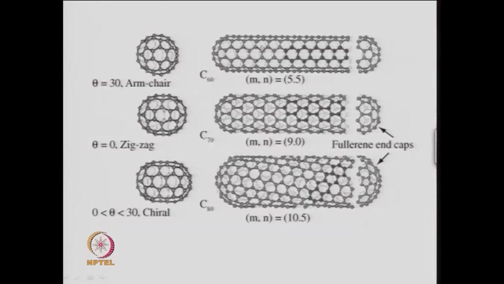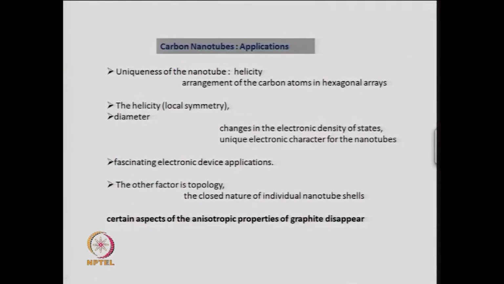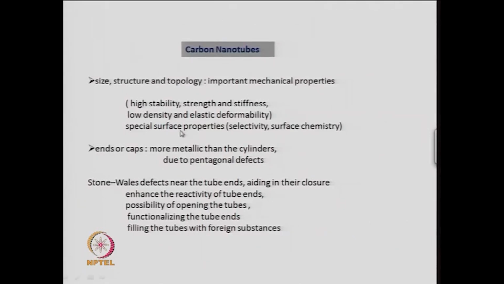But of course, if the cylindrical part is made up of a chiral angle which is different, like if theta is 0, then you have C70. So, you will have these caps which are different compared to the cylindrical part, which has mainly 6 membered rings of carbon. So, you have 6 membered rings of carbon in the cylindrical part, whereas the caps which are part of the C60 or C70 or C80 molecules will certainly have some pentagons.